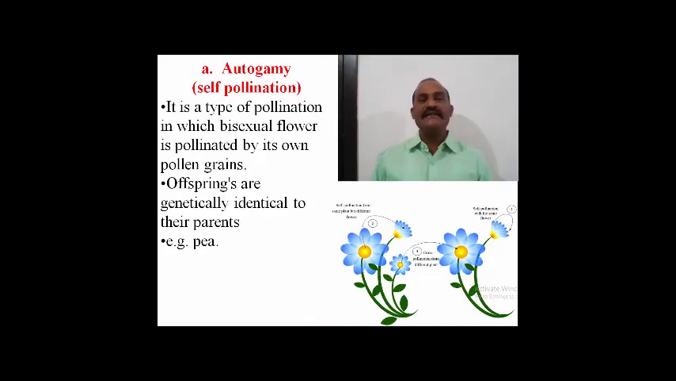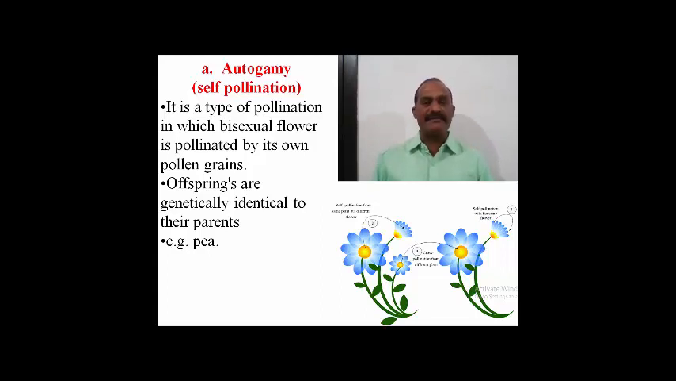Now as far as self-pollination is concerned, it can be further divided into varieties. Number one is autogamy. Many a time it is equivalent to self-pollination. It is a type of pollination in which a bisexual flower containing gynoecium as well as androecium is pollinated by its own pollen grains, and the offspring which are produced are genetically identical clones of their parents. And usually autogamy, we observe it in the pea plant.